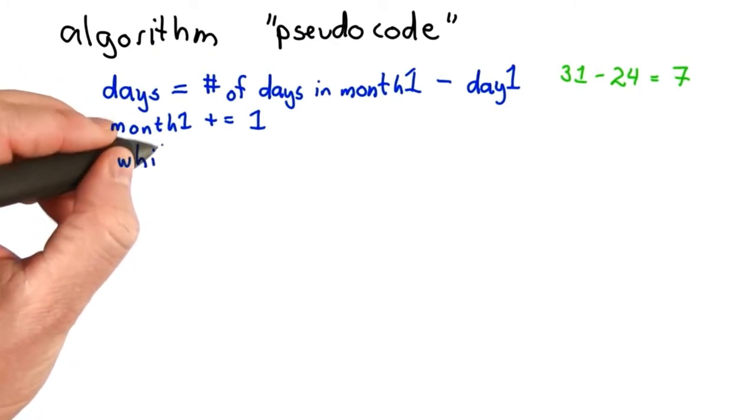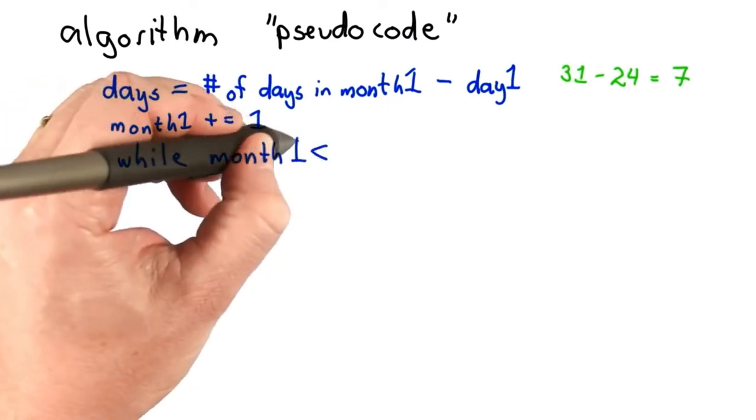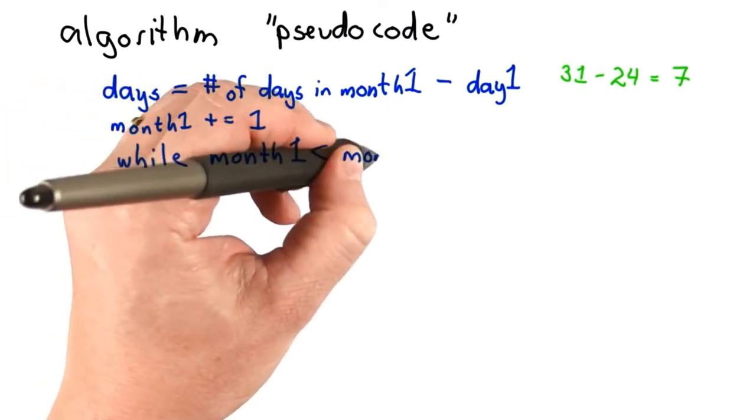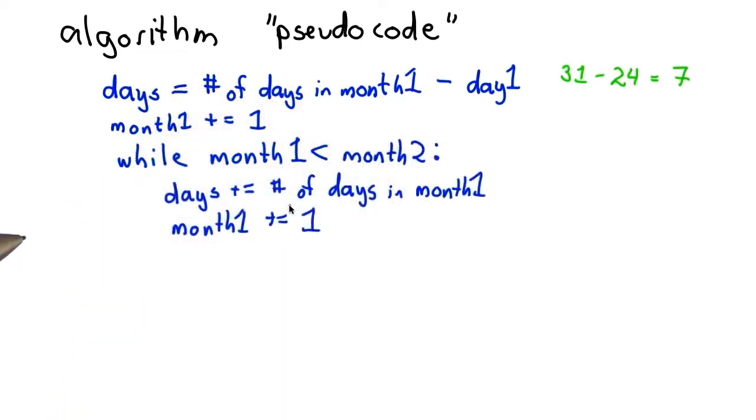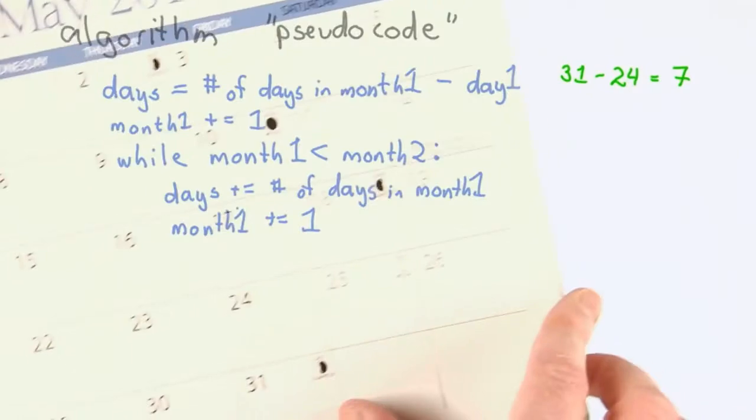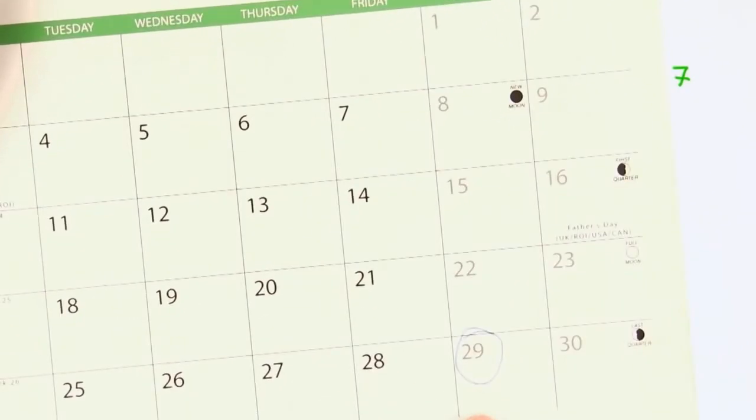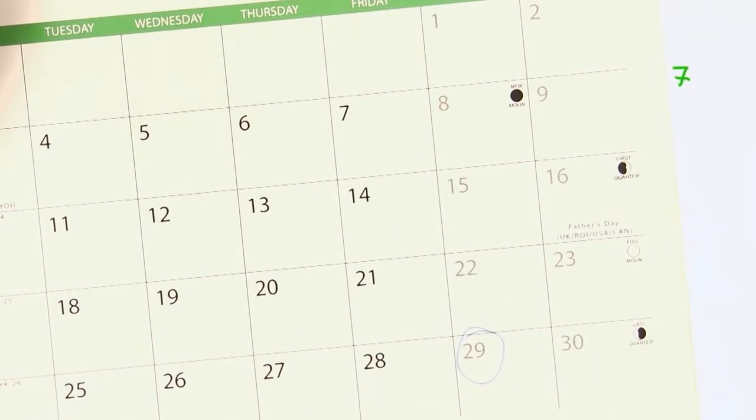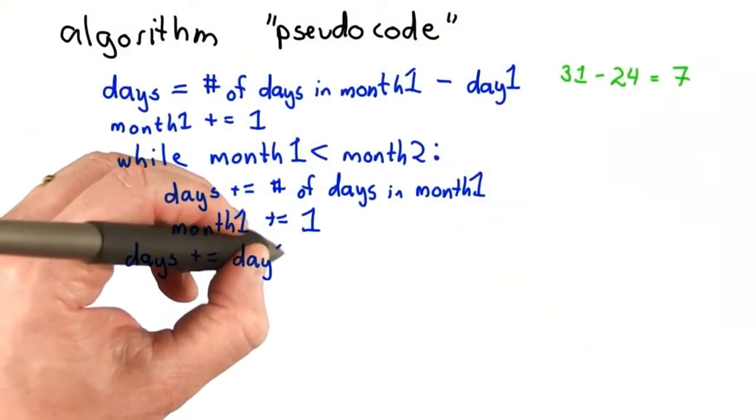We're going to keep going while the current month is less than the target month. We're going to add the number of days in the current month, and we're going to increase the current month by 1. Now we're not quite done. We still need to account for the day in the month that we arrived at, and there we just add that day. So if it was day 1 of June, we would add 1.